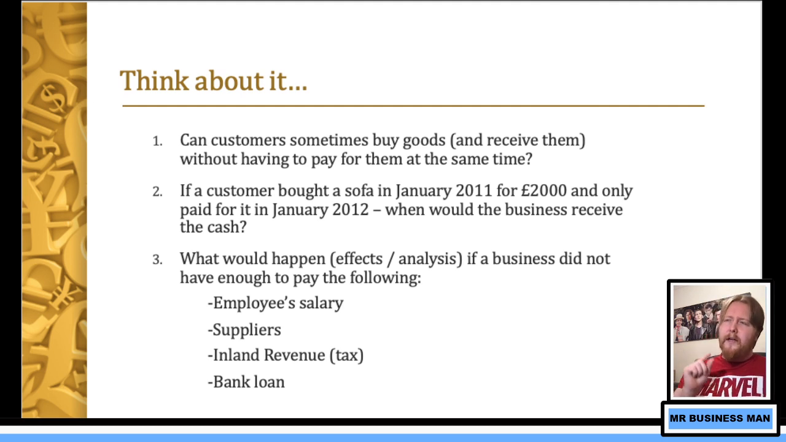So let's have a look. If a customer bought a sofa in January 2011 for £2,000 and only paid for it in January 2012, when would the business receive the cash? Answers on a postcard: January 2012, wouldn't they? It depends on when they physically paid for it. If there was a repayment system, it would depend on that. But they've sold it in 2011 and have no money all year until 2012.